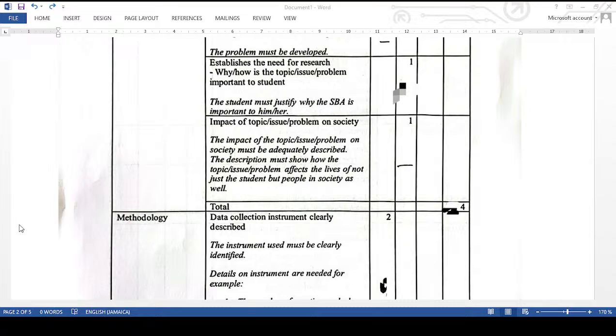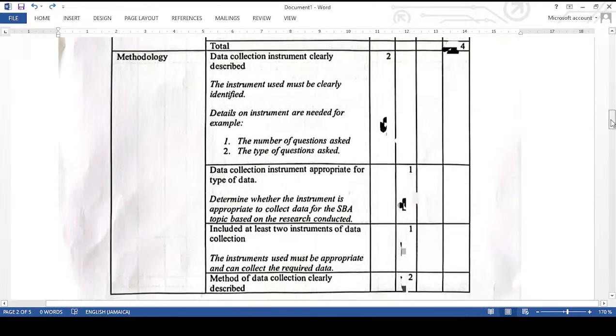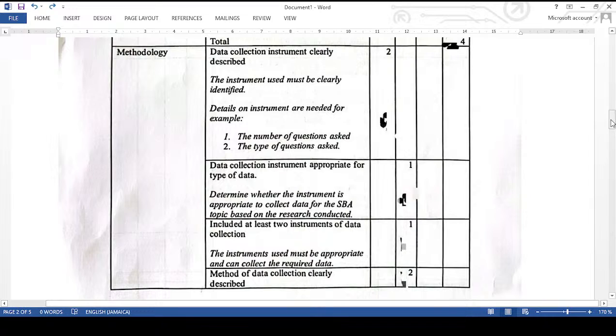So let's move on now to a critical part of the SBA, which is the methodology. The methodology really talks about the methods that you use to collect information or your data, right? So you're going to describe your data collection instrument. It must be clearly described.